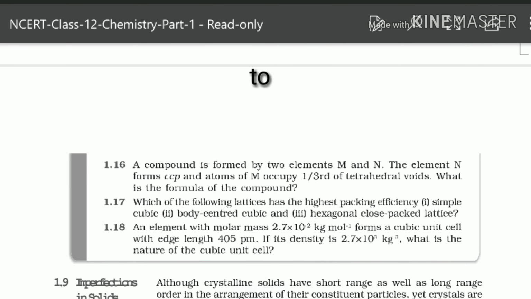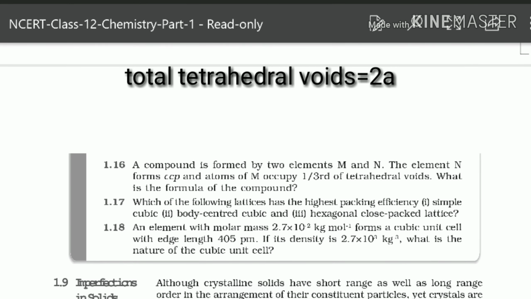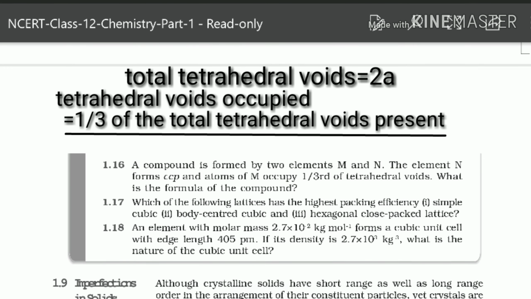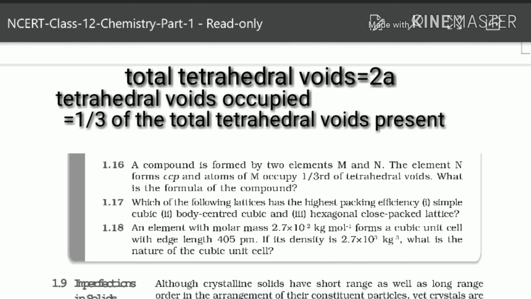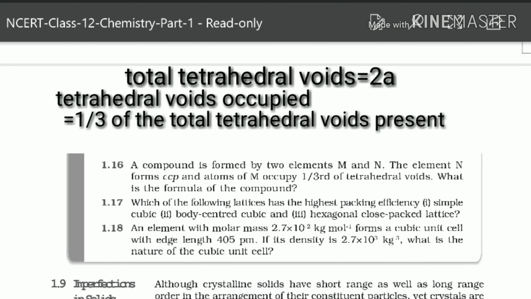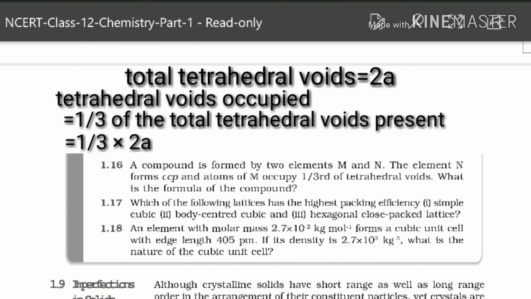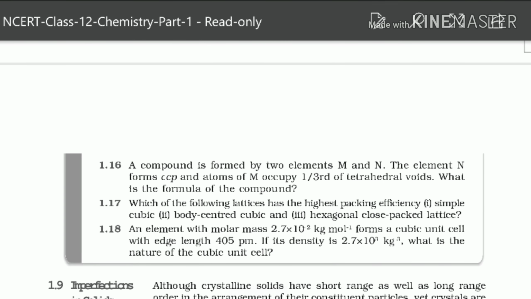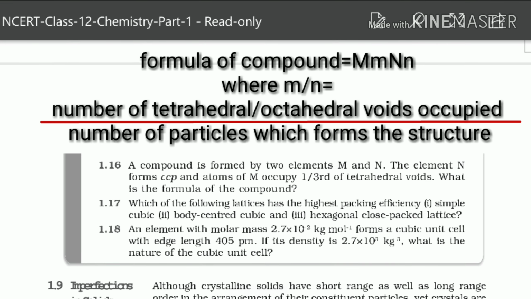We know that the total number of tetrahedral voids present is 2A and occupied are 1/3. So we have to find out the 1/3 part of 2A. I hope you are getting it. It's easy maths. So 2A when divided by 3, we get 2A upon 3. Hence the total number of tetrahedral voids occupied is 2A upon 3. The last thing is we have to find out the ratio of M and N. This ratio will be our required formula of the compound.